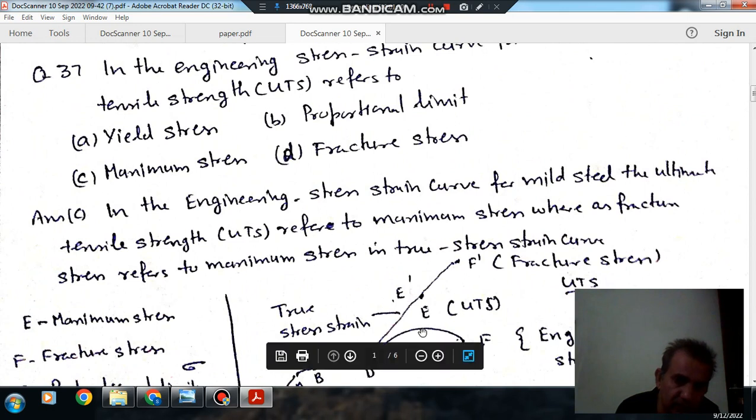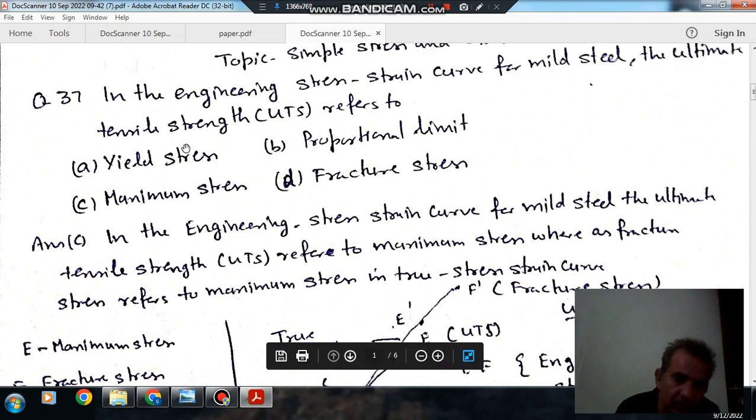The maximum stress in case of the engineering stress strain curve is your ultimate tensile strength. So the answer is C.